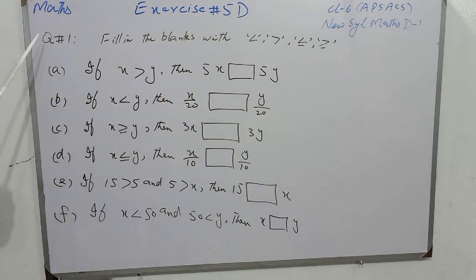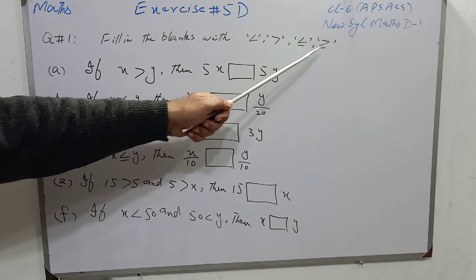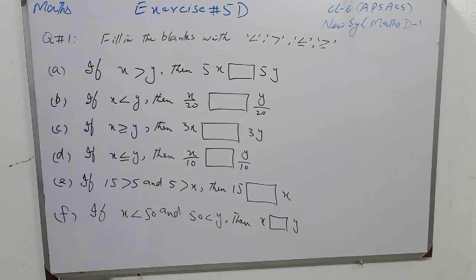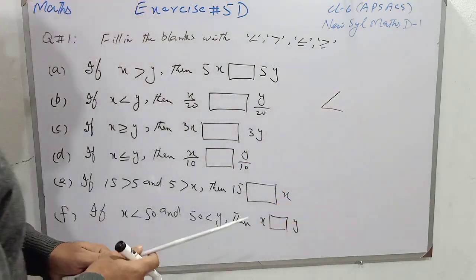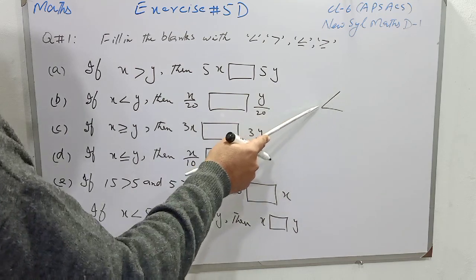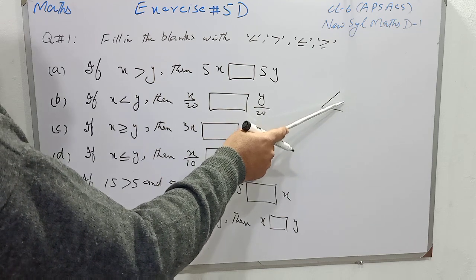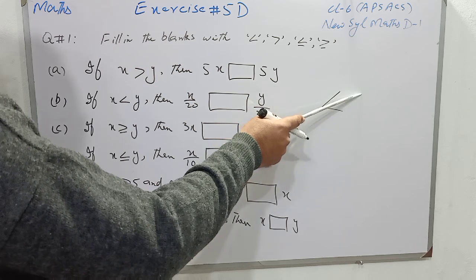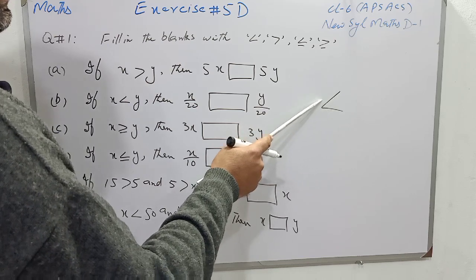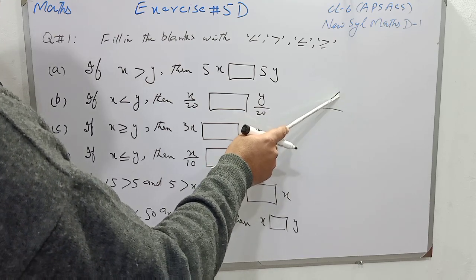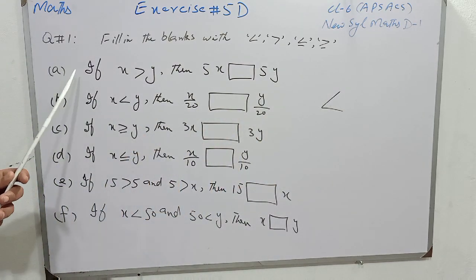Students, exercise 5D, question number 1. Fill in the blanks with less than, greater than, less than or equal to, or greater than or equal to sign. Students, keep in mind that this sign is a crocodile, and this is its mouth and this is the tail of the crocodile, and the crocodile always eats the larger fish, so the mouth of the crocodile will always be toward the greater number. So keep in mind that the tail is indicating the smaller number and the mouth of the crocodile is indicating the larger number. So students, look at part A.